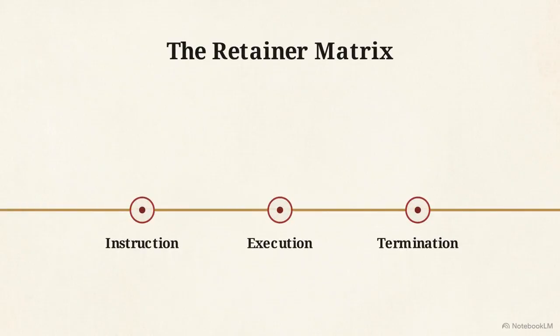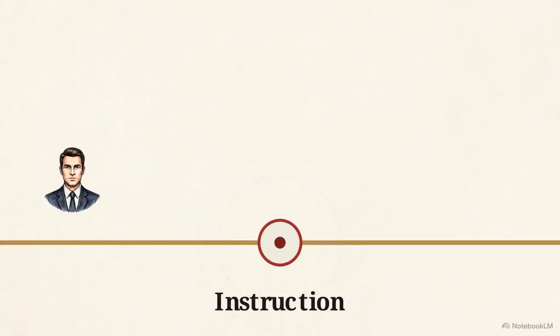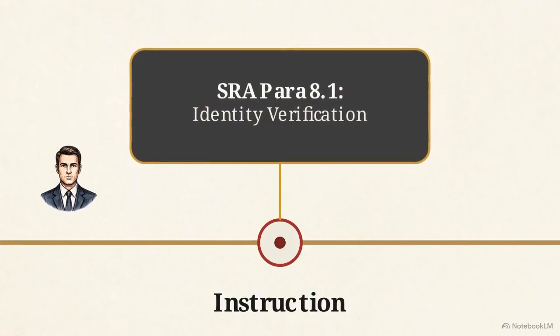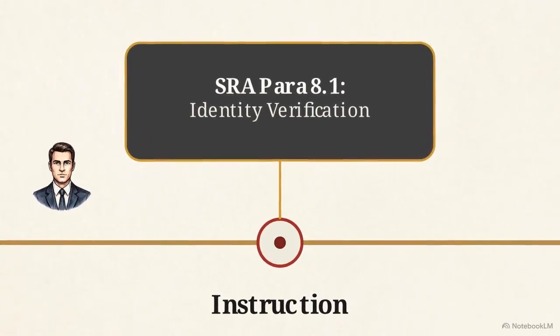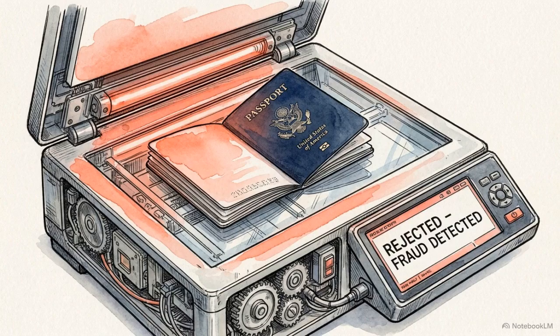The initial phase is accepting instructions. This is often where practitioners are most vulnerable. At this node, SRA Paragraph 8.1 imposes a strict requirement. A solicitor must definitively verify the exact identity of the client. Verifying identity is a primary shield against becoming an unwitting party to property and title fraud.